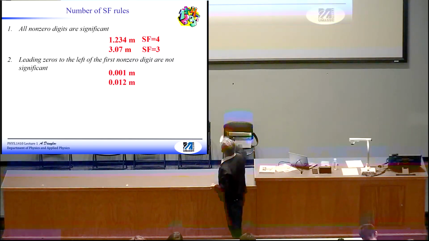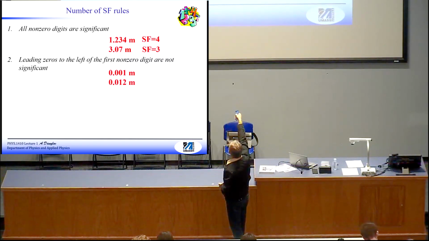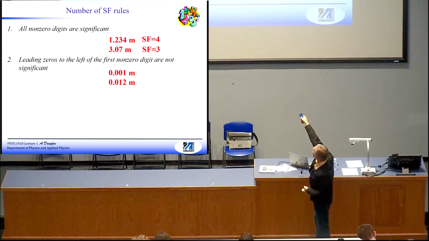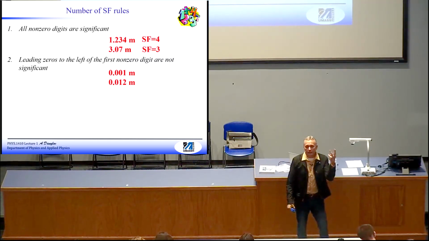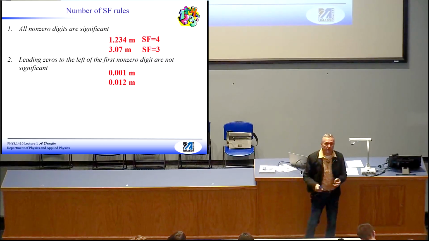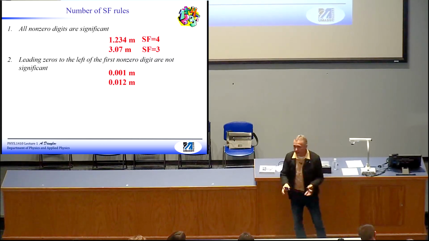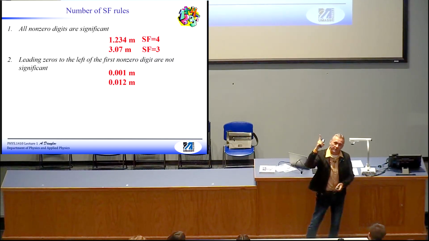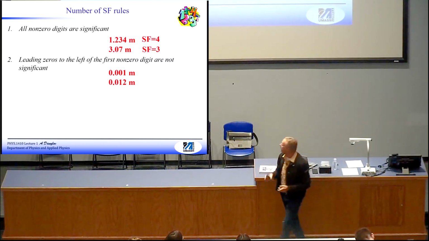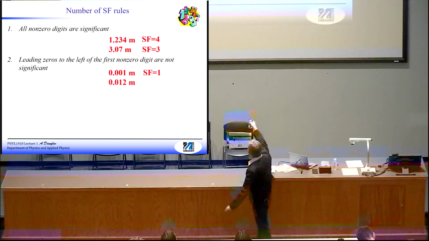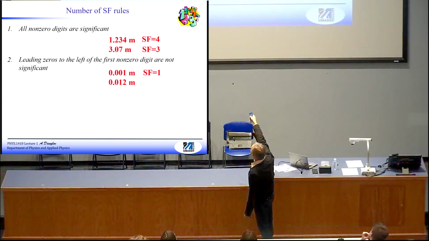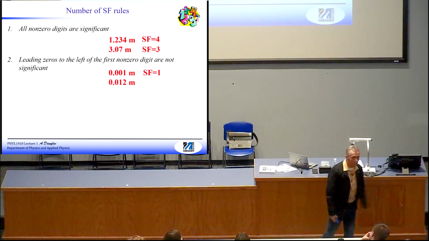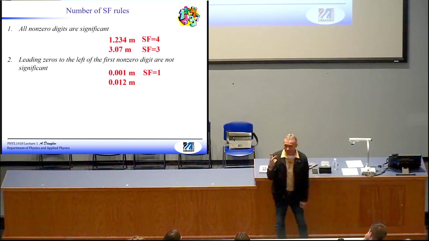So example, let's say we have 0.01 meters. So you see, first non-zero digit is over here, and to the left we have 3 leading zeros. And according to this rule, those zeros are not significant. So basically we trash them to count number of sig figs. In this case, number of significant figures is 1. Then, second example. The first non-zero digit is 1, and to the left, leading, we have 2 leading zeros. Again, they are not significant. We can trash them. So in this case, we have 2 sig figs.